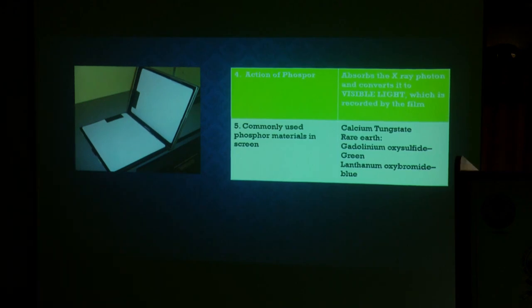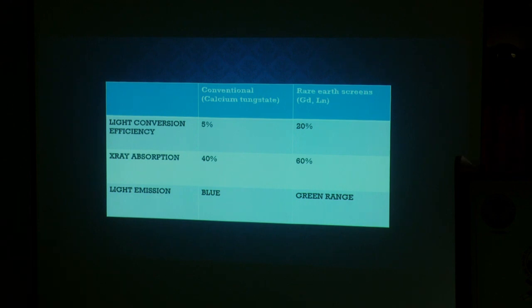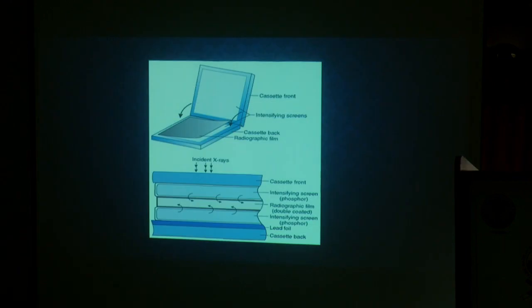Commonly used phosphors are calcium tungstate and rare earth elements like gadolinium oxysulfate and lanthanum oxybromide. Gadolinium oxysulfate is the most recent rare earth element. What are the rare earth phosphor advantages? It is faster, with higher absorption and higher conversion efficiency. These are the advantages compared to conventional calcium tungstate material.